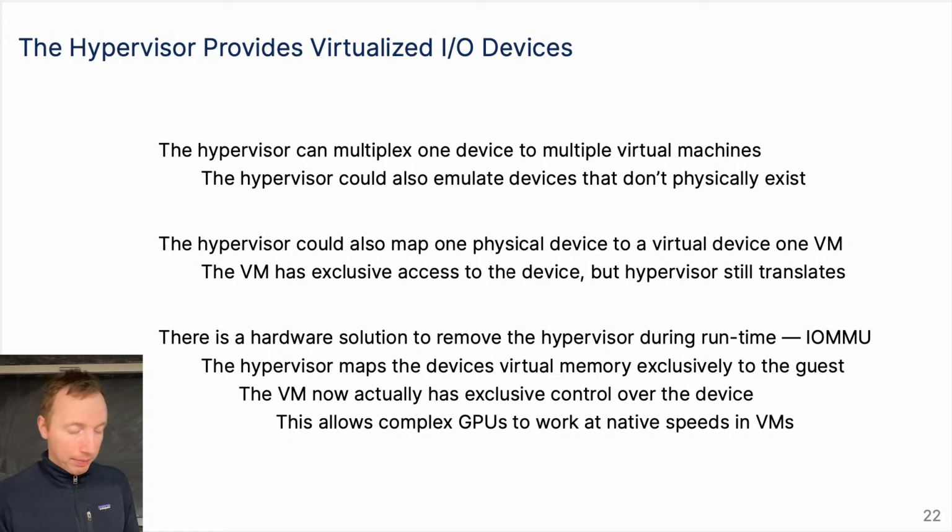So this allows something like GPUs to run at native speeds in virtual machines, because if you're running something on a GPU, like some machine learning thing or a game, well, you want all the performance you paid for, so you don't want anything in the middle of it slowing it down. So if you have this, you can run your AI training or whatever at full speed and still get all the benefits of using a virtual machine.